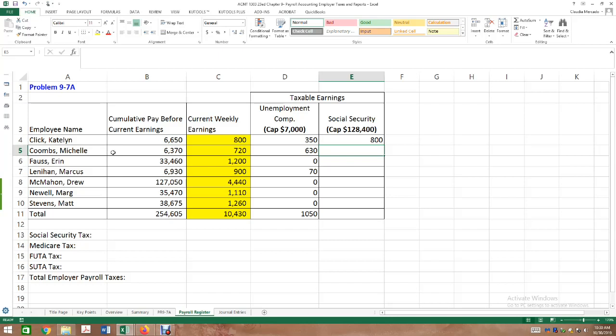Then we go to Michelle. Michelle, the same thing. She's only earned $6,370. She has a long ways to go. So that means I'm going to pay taxes on the entire $720 that she has earned.